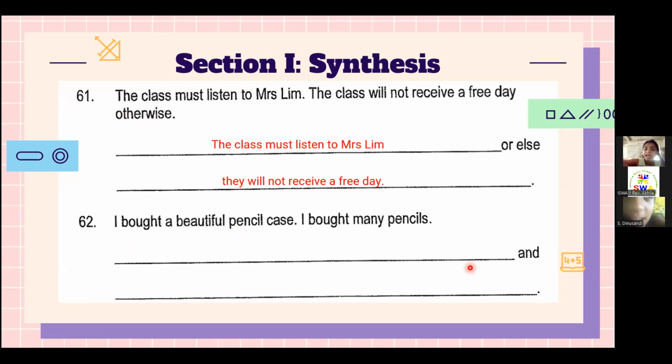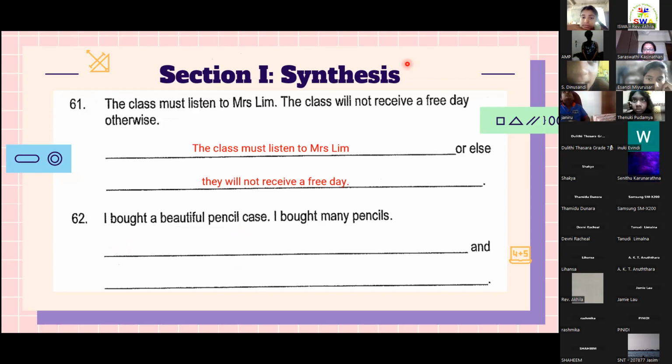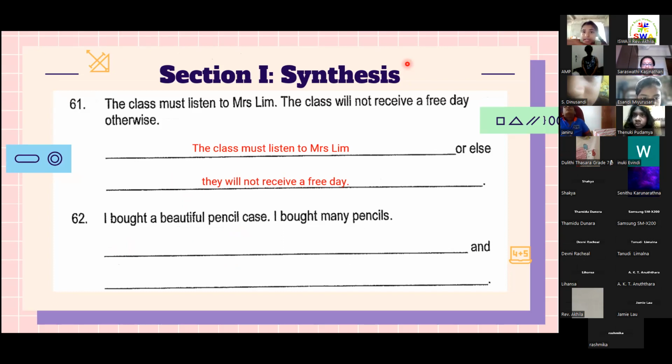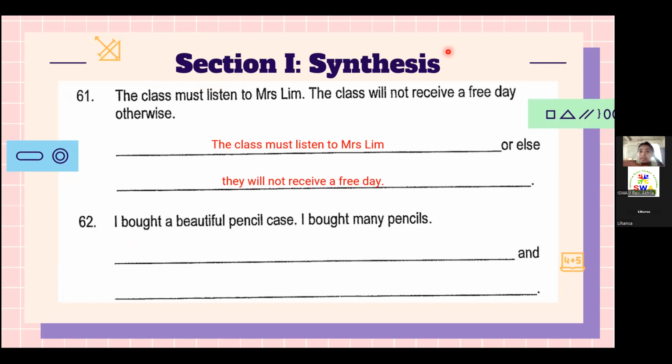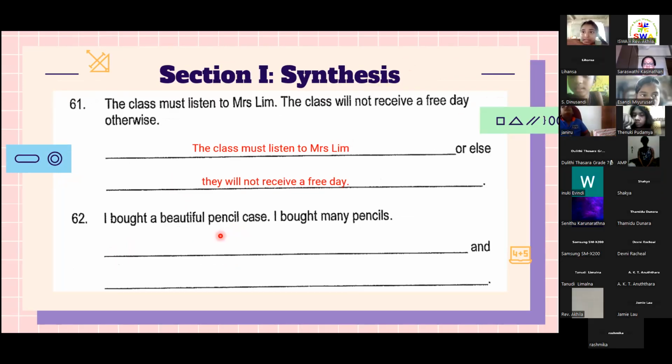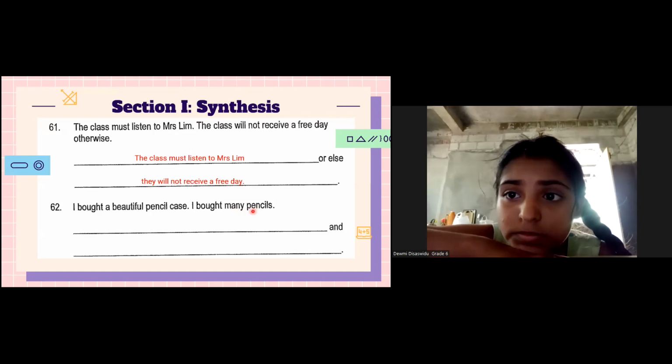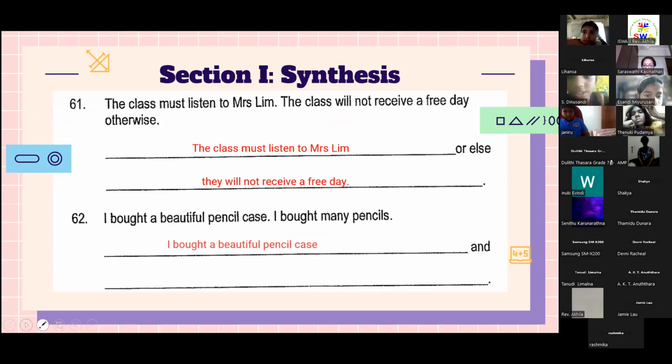Right. Who would like to do the next one? Teacher, can I? I am Delmi. Who's that? Vihansa. Okay, yeah, you can try. I bought a beautiful pencil case and I bought many pencils. Okay, very good. Let's check the answers. I bought a beautiful pencil case and I bought many pencils.